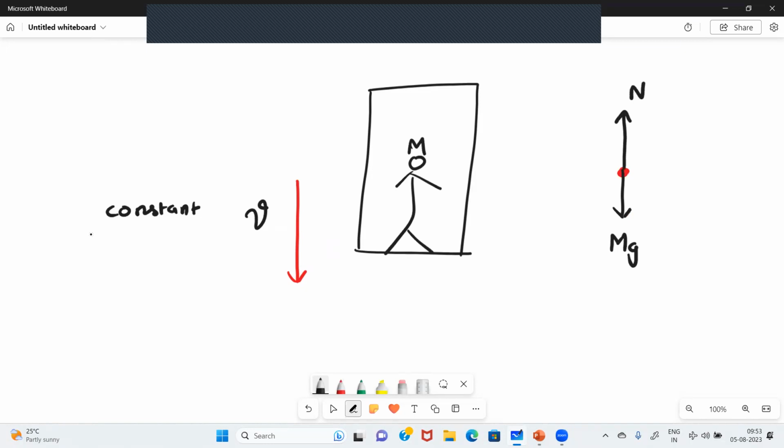It's moving with a velocity v. What can you say about the acceleration? 0. Excellent. According to Newton's law, what is net force? No. Net force is what? Mass into acceleration. Mass into acceleration. MA.